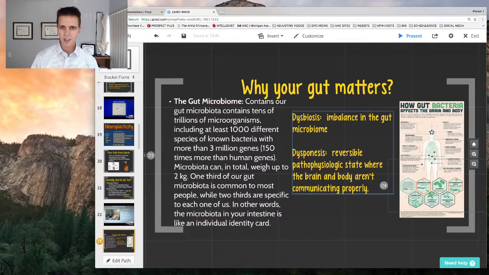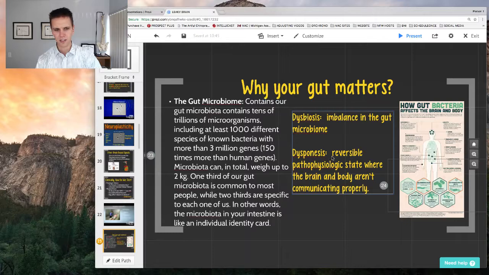So here's why the gut matters. This goes into our discussion from leaky gut, which was last week. I don't want to spend a ton of time here, but I do want to go over some definitions. Dysbiosis, if you've heard of that, is an imbalance in the gut microbiome, or an imbalance in the good bacteria and the bad bacteria. Okay? So we do need bacteria, but we need the good guys. We don't want the bad guys. So that's dysbiosis.